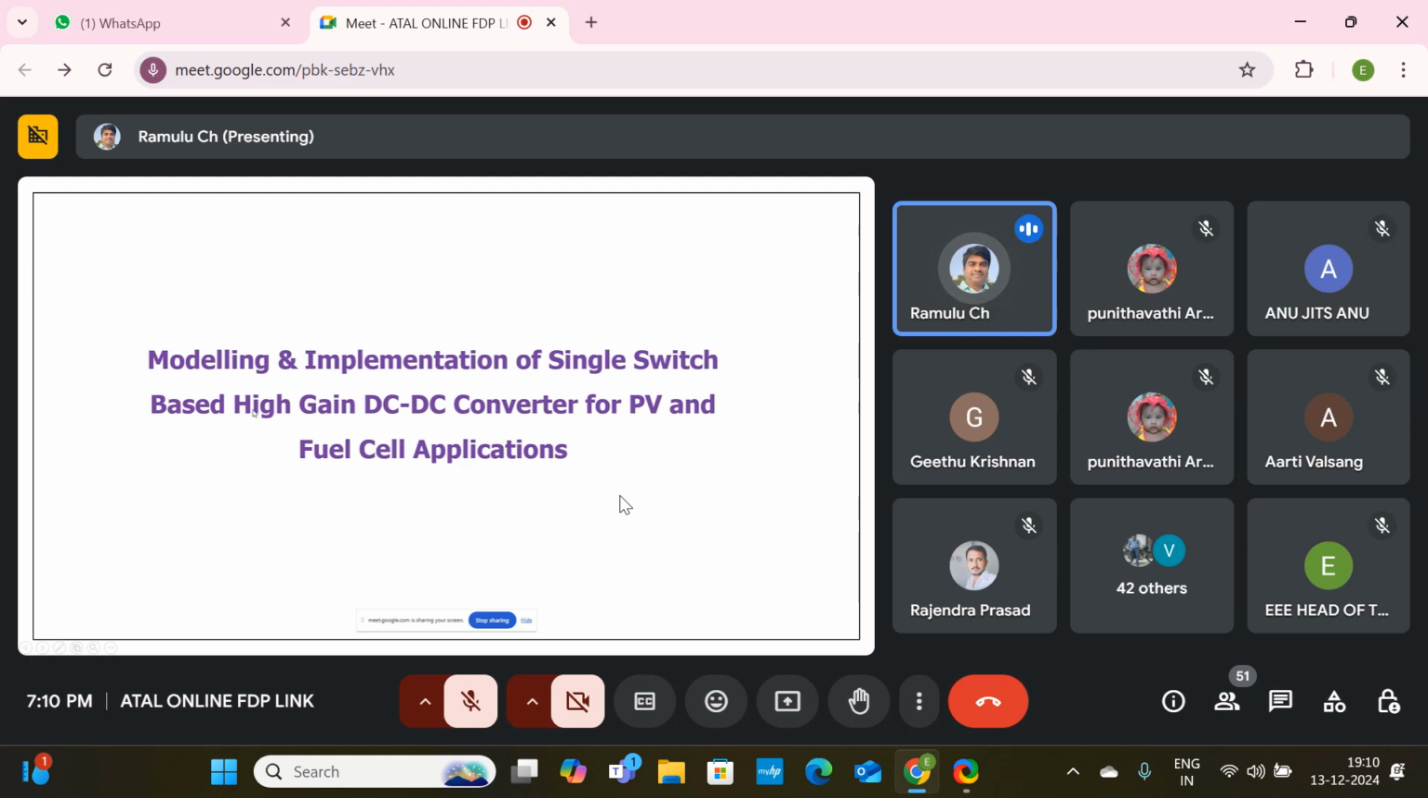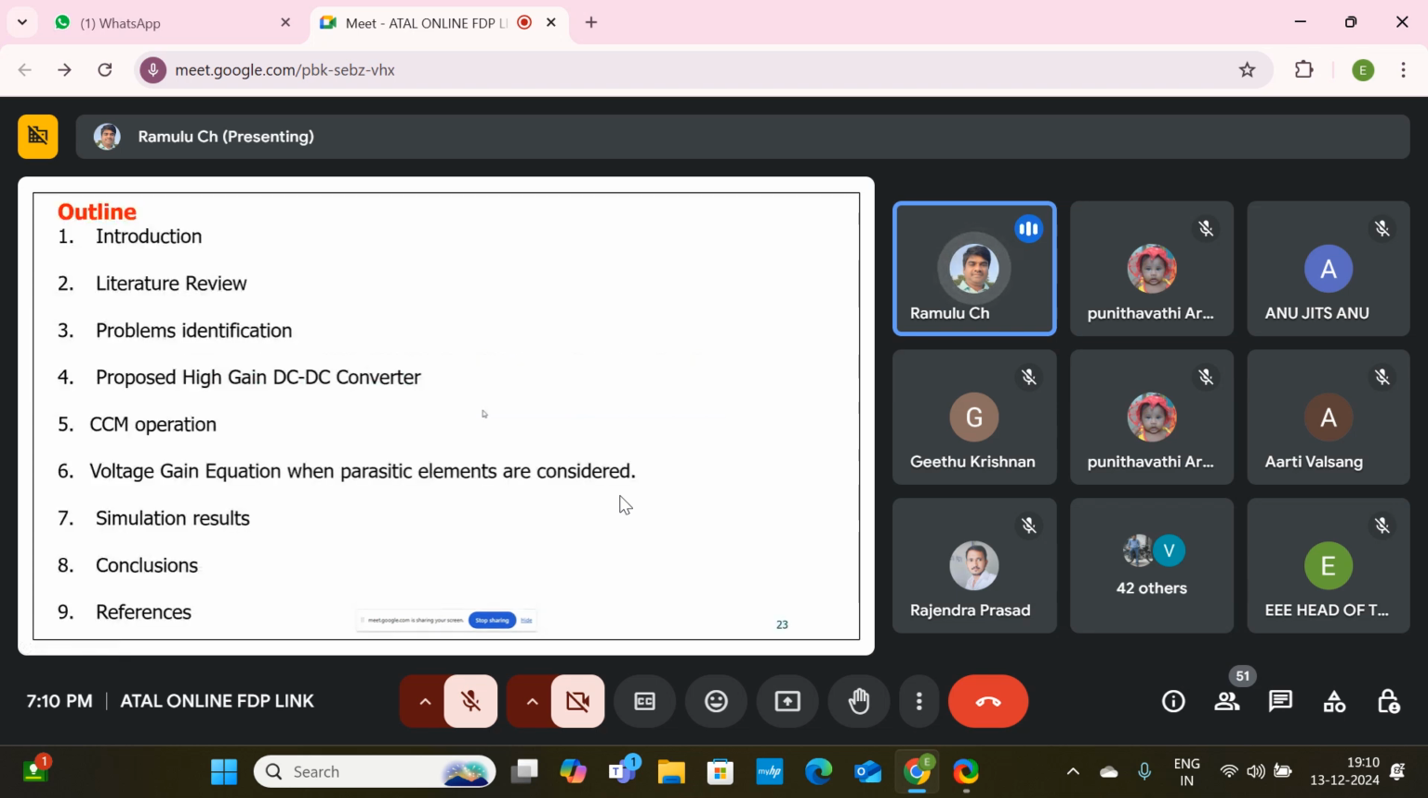These are DC to DC converters for PV and fuel cell, which are renewable energy sources. What is the role of these DC to DC converters in renewable energy sources? We are going to see that now. The outline of this topic: introduction, literature review, problem identification, proposed DC to DC converter, continuous conduction mode operation, voltage gain equation, parasitic elements considered, simulation results, conclusions and references. I will cover these quickly within the available time of 20 minutes.